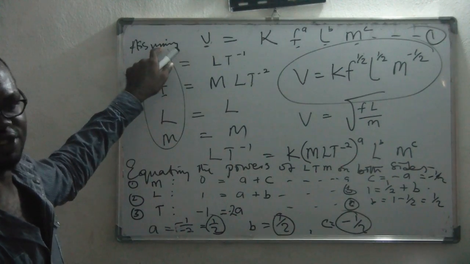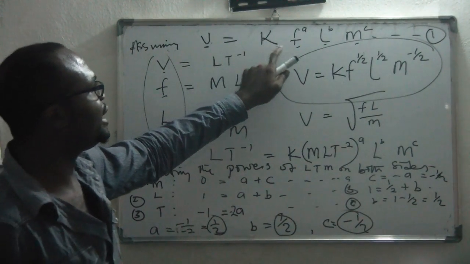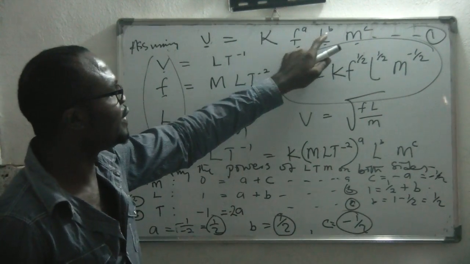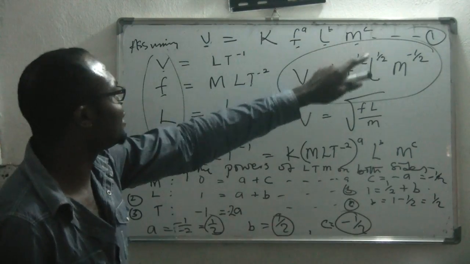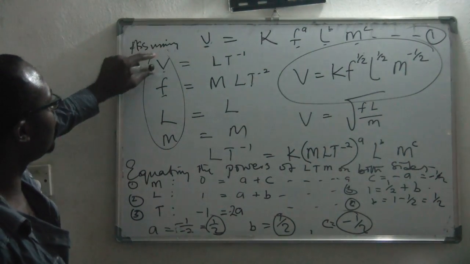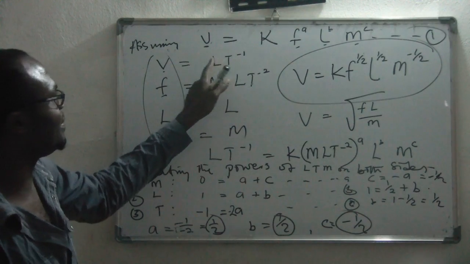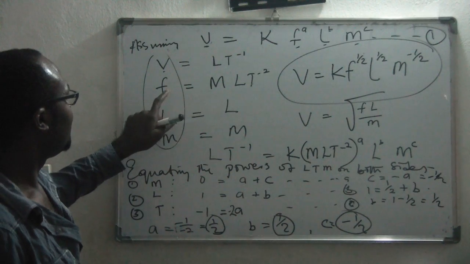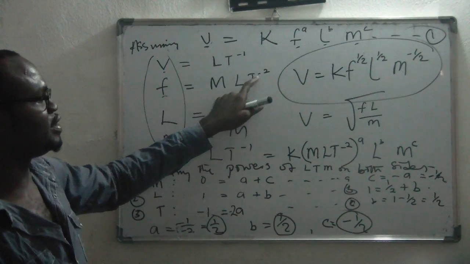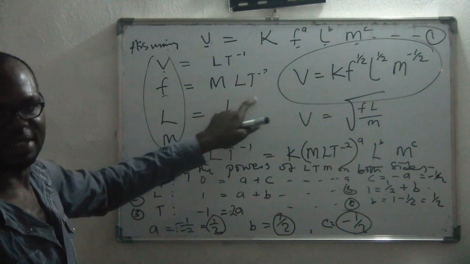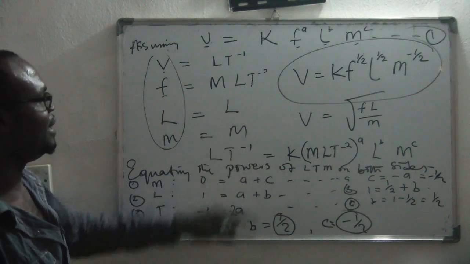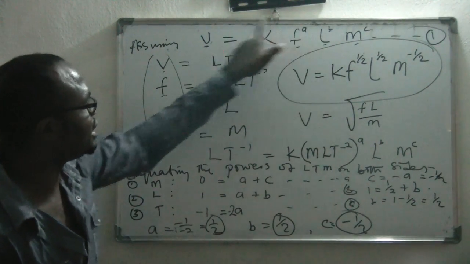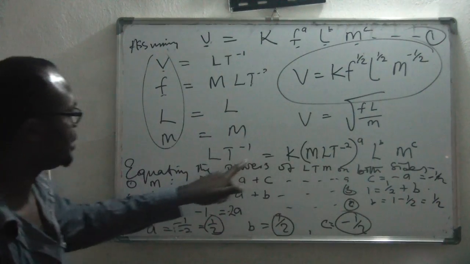We assume from the relationship that we have that V is equal to K, F to power A, L to power B, and M to power C. But we don't know the actual values of A, B and C. So to find out the actual values, first of all, we represented everything that we have here in terms of their dimensions. Velocity is the same thing as LT to power minus 1. Force or tension is the same thing as MLT to power minus 2. L is the same thing as L. M is the same thing as M. Is that clear? Yes. Now we rewrite this equation in terms of the dimensions.